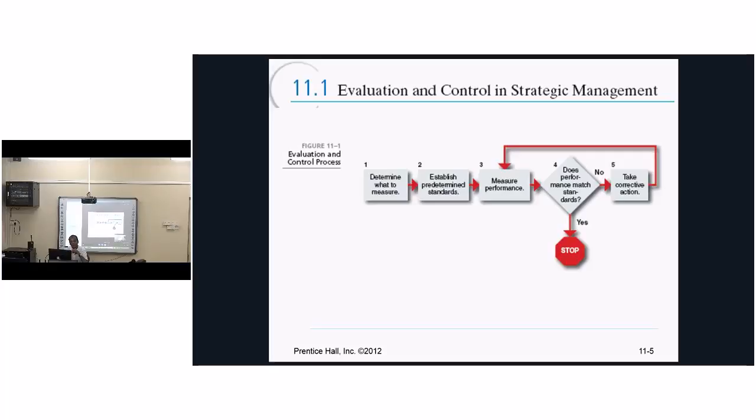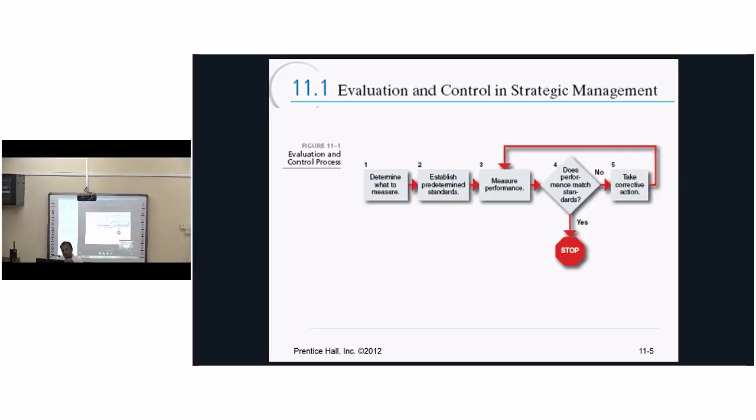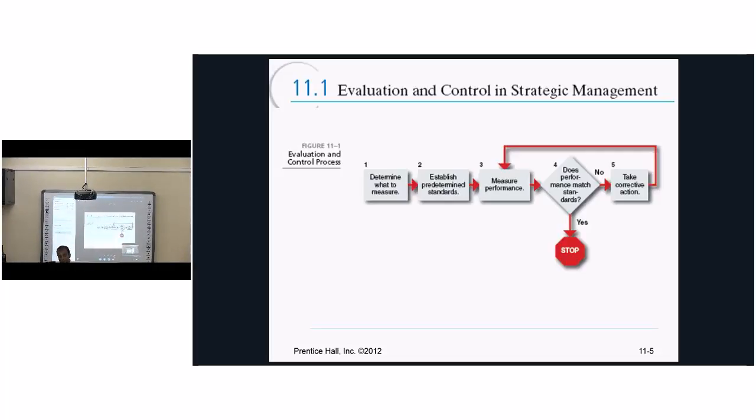Certain parameters can be measured on a monthly basis, like profitability, the monthly profit. Inventory turnover period can be measured on a monthly basis. Customer satisfaction, it's not practical to measure on a monthly basis because customer satisfaction does not vary on a monthly basis. Perhaps you may measure once in 6 months or once a year.